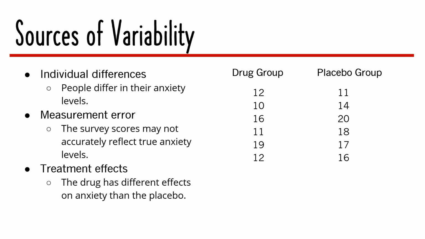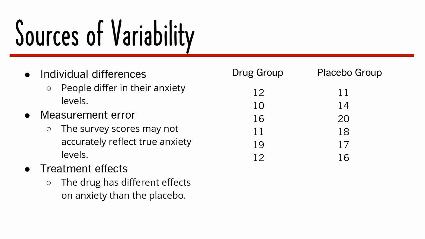So now if we have 2 groups of people, the drug group and the placebo group, they have different scores in those 2 groups. And there are 3 potential reasons for those different scores. One is that they're just individual differences. People in the study have different levels of anxiety. You don't really expect everybody in the study to have exactly the same level of anxiety. Right? So there are individual differences there. We also know that we have measurement error, that any survey score is not necessarily going to truly reflect the exact amount of anxiety any individual has, and that's caused by measurement error there.